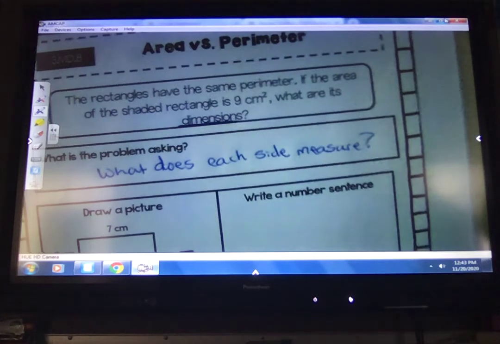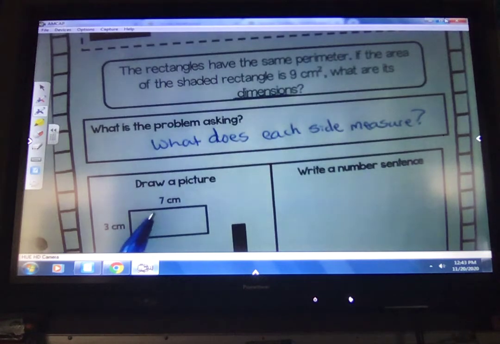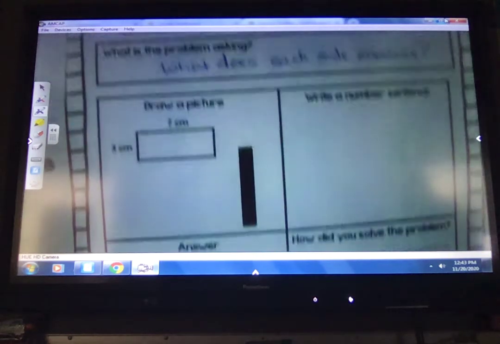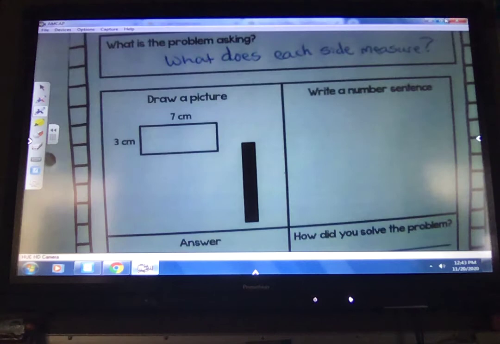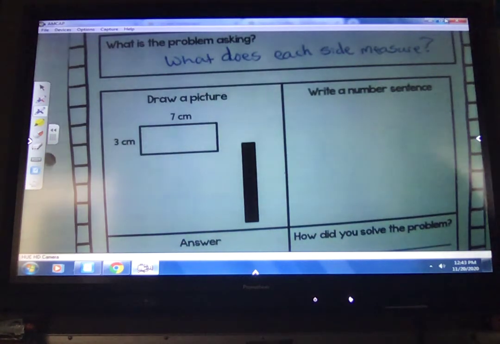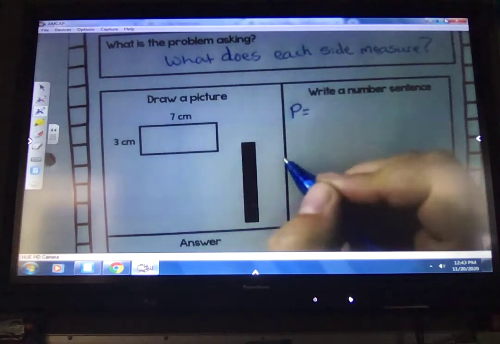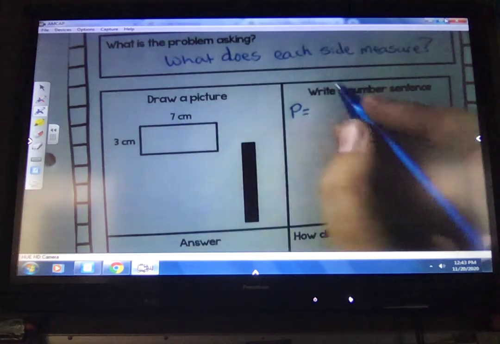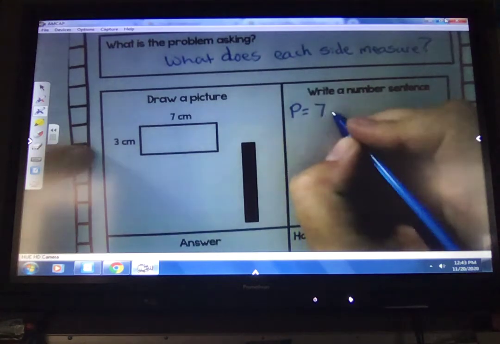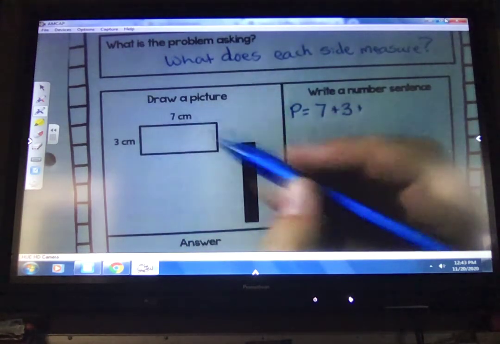Now, they've told us that the perimeter of this rectangle and the shaded rectangle are going to be equal. So I need to first find the perimeter of the rectangle that is not shaded. Now, how do we find perimeter? We add all the sides. So I'm going to put P equals, we have a 7, a 3. But how many sides are on this rectangle? 4. We got to walk all the way around.